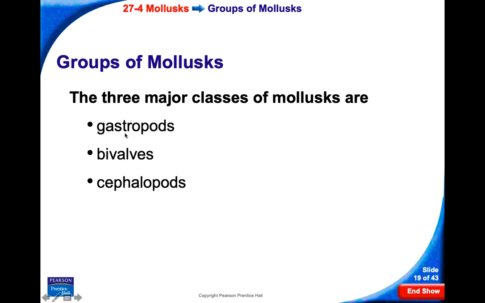Okay, so gastropods, some examples would be snails, slugs, things called limpets. If you've ever seen abalone, which is a type of large sea snail, that falls into that same category. Bivalves would be mussels, clams, oysters, scallops. That's what bivalves would be. And then cephalopods would be octopi, squids, cuttlefish, and also something called a nautilus, which we'll look at as well.